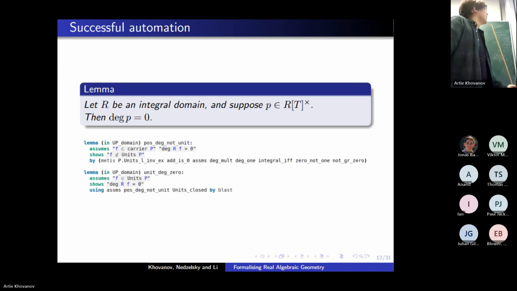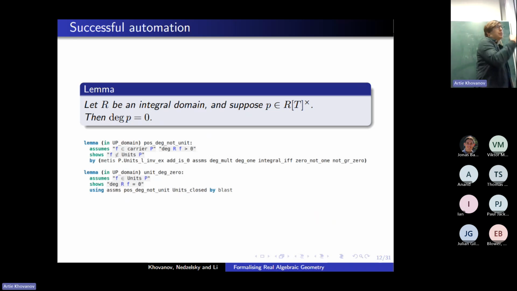Okay. Here's one of the lemmas we used in the last example. Let R be an integral domain, and suppose we have an invertible element, a unit p, then p is constant, the degree of p is 0. Can you zoom back up so we have the slide in focus as well? This is something that was successfully proved by the sledgehammer.